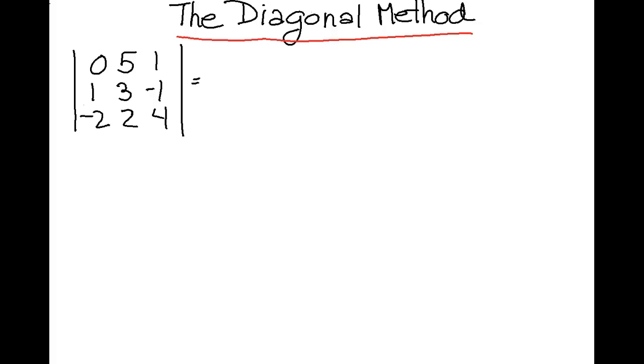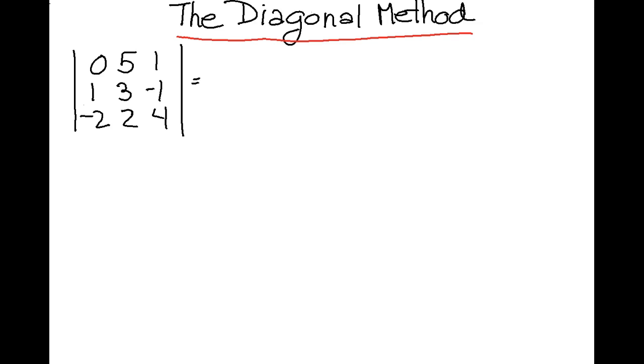In this video, we're going to take a look at how to find the determinant of a 3 by 3 matrix using the diagonal method. I don't necessarily like to teach the diagonal method because it is not a method that you can use on any other size matrix except for the 3 by 3 matrix. So let's go ahead and take a look at this method.